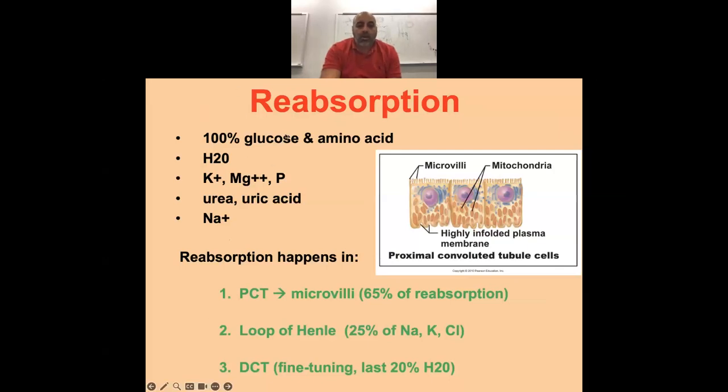So reabsorption: 100% glucose, always, unless you're a diabetic. 100% amino acids, unless you're on a high protein diet. Then you can see that excess amino acid in your urine. We don't need it, we pee it out. The body will adjust whatever levels it needs as long as you're getting the appropriate amount in. If you get too much, it's going to get rid of it. For example, if you take a multivitamin, your urine turns yellow. Why? It's too much. With our diet, our body doesn't need that extra. It's not doing anything for us. You're just peeing out your money.